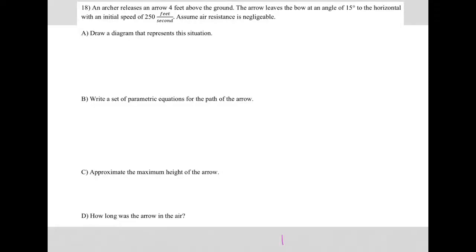Alright, problem number 18, similar to the last one, an archer, aka someone who shoots a bow and arrow. Or I guess just an arrow from a bow. An archer releases an arrow 4 feet above the ground. Oh my gosh, is that like saying H naught is 4? Yeah, it is like saying that. The arrow leaves the bow at an angle of 15 degrees, so theta is 15, to the horizontal, and it leaves with an initial speed, V naught, of 250.